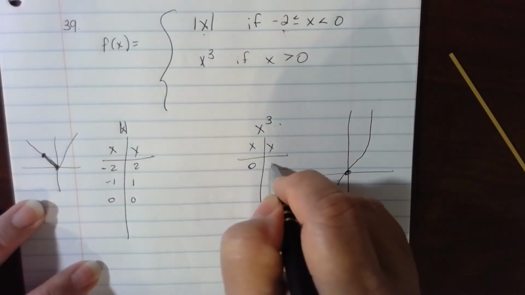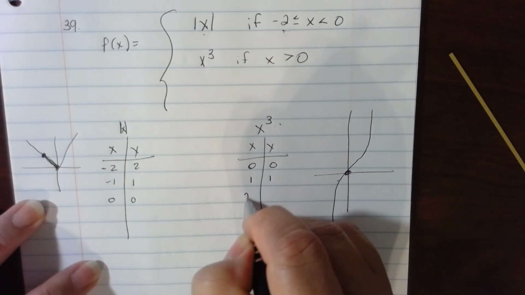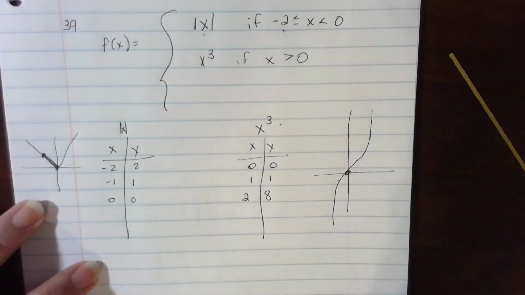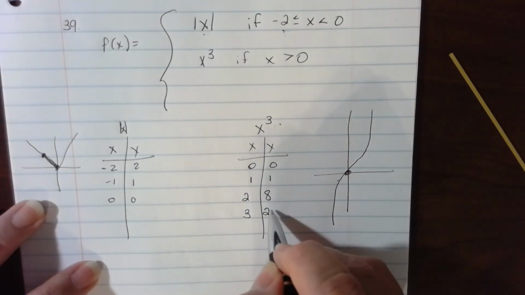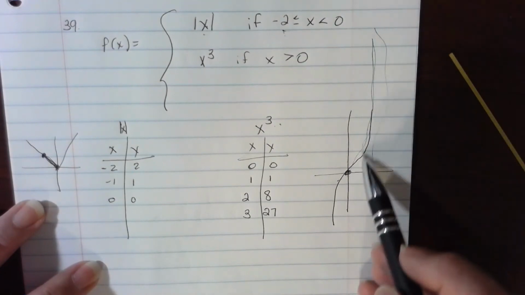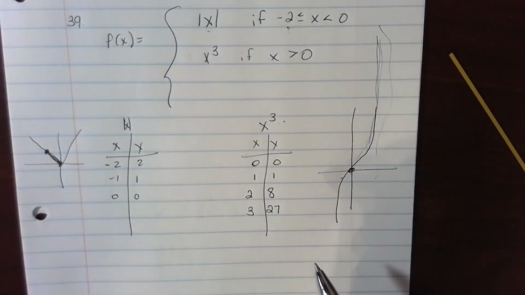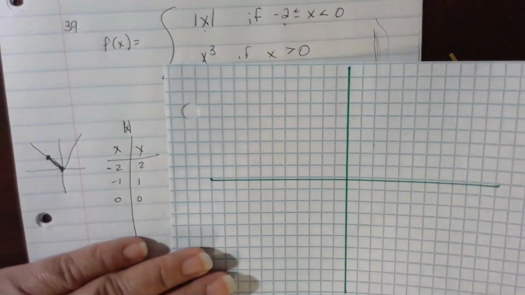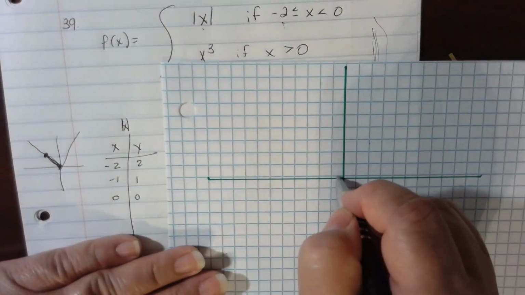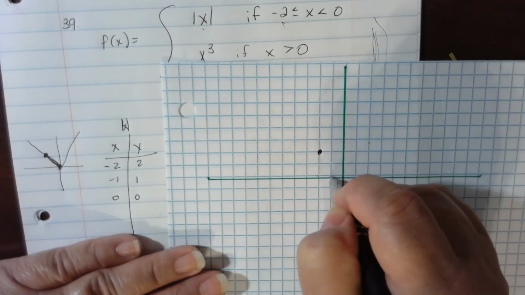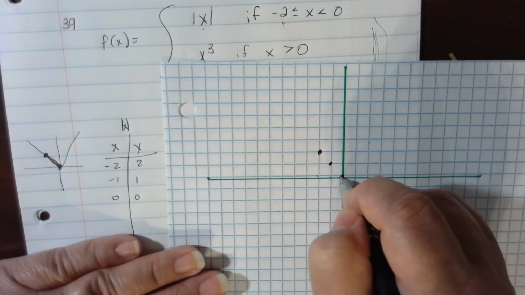So if x is 0, I get 0, 1 is 1, 2 is 8, because I cube it. So 2 cubed is 8. I could have the point 3, 27, but that's not going to fit on my graph. But I know that it's going to go way up here, head toward 27. Alright, so let's see what we got. -2, 2, -1, 1, and 0, 0.